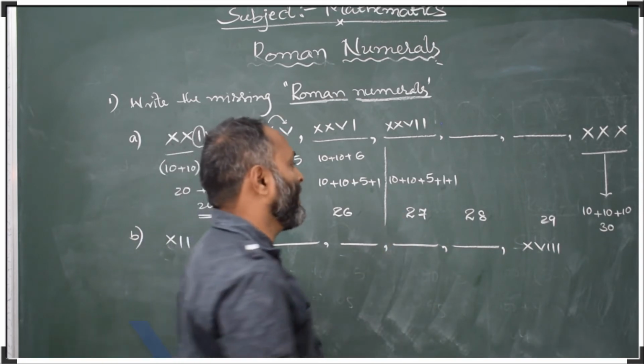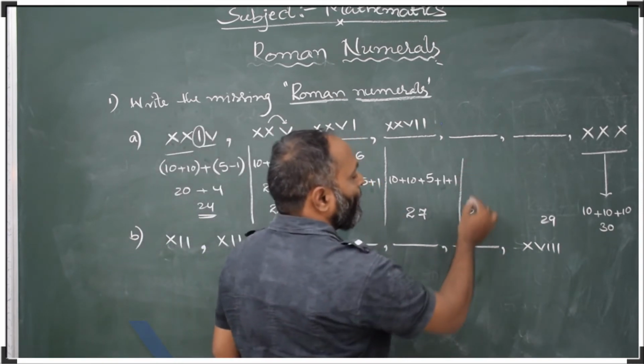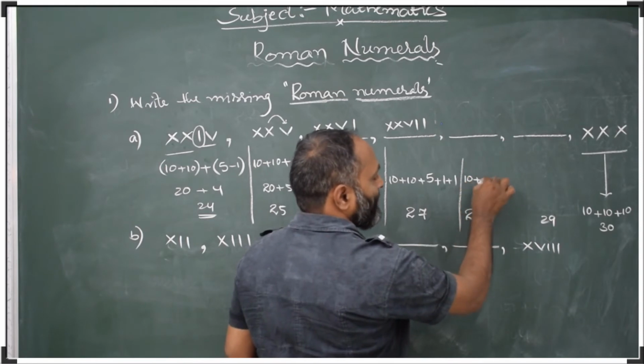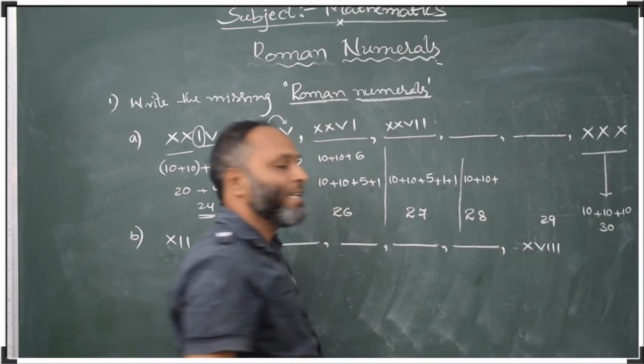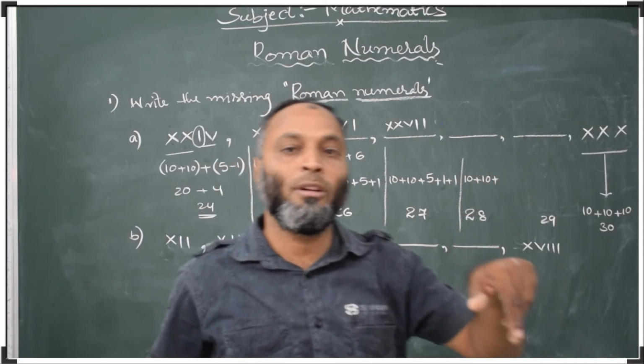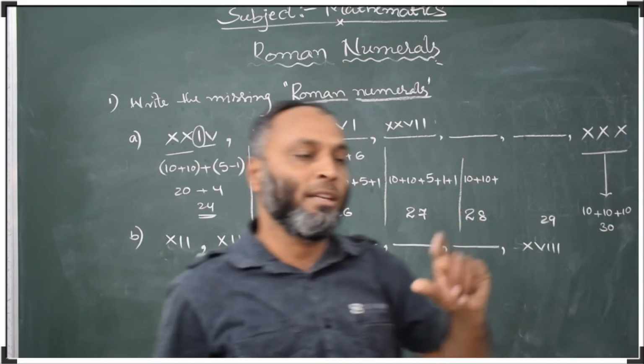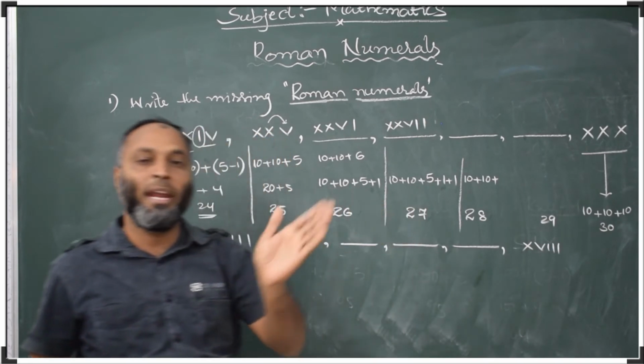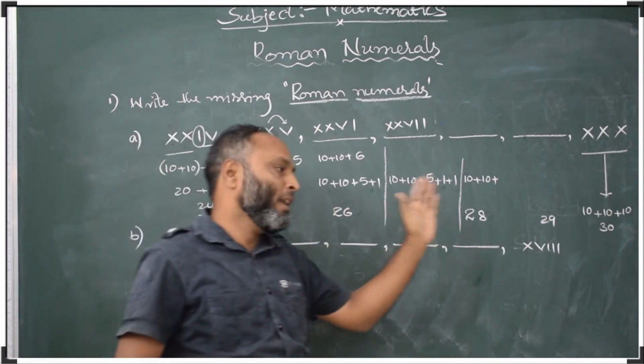In the same way 28. For 28, how to take 10 plus 10 plus again here 8 is there. How to take 8? A representation for 8 is not there in Roman numerals. The alphabet is not there. So how to make 8? How to represent 8 in Roman numerals?